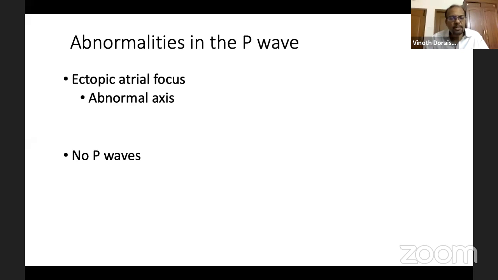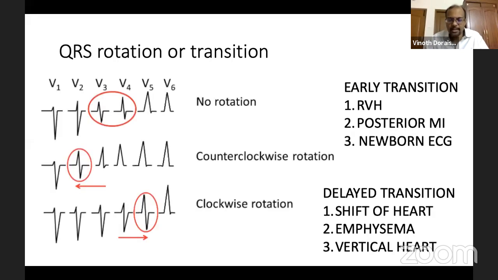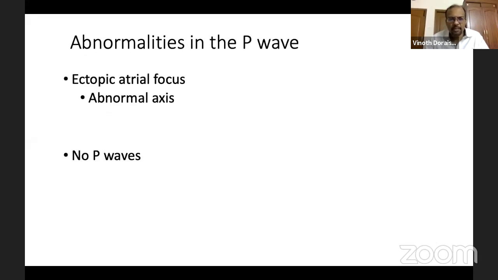Okay. Next is abnormalities in P wave. So we have gone through QRS axis. Now we're coming to the P wave axis. I think maybe we can take P wave axis in the next class. Is that okay, Dr. Karthik?